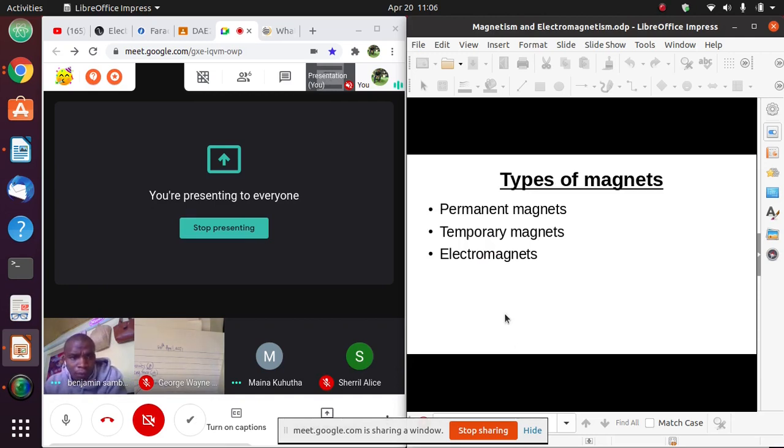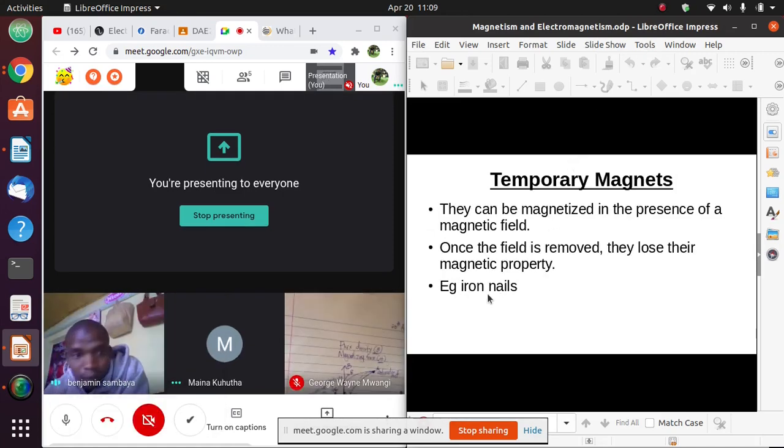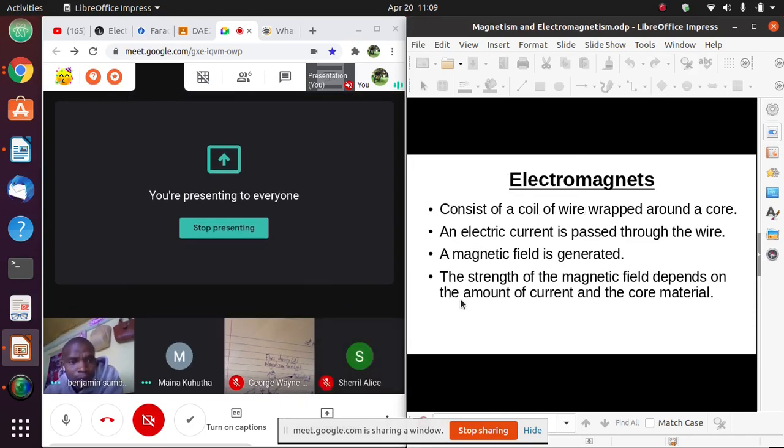Now, those were types of magnetic materials. But now types of magnets: we have permanent magnets, we have temporary magnets, and we have electromagnets. Permanent magnets are those that are made from ferromagnetic materials. Once you expose these magnets to a magnetic field and then remove that field, they will retain their magnetism.